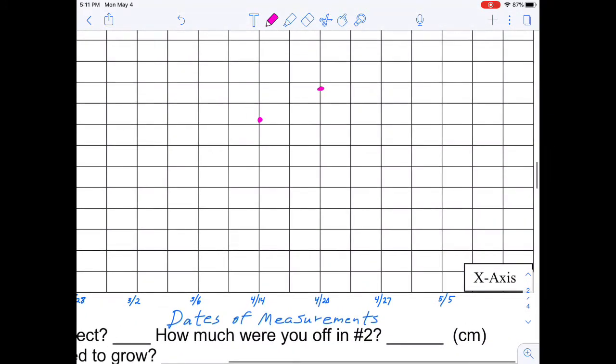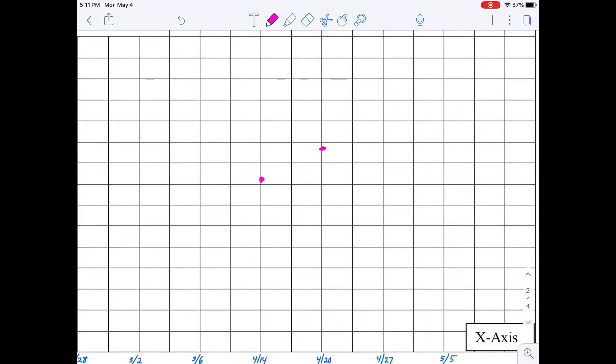Then on the 27th, it jumped up to 6.3, and so I'm going to use this mouse. This line right here is 5, so this would be 5.5, this would be 6, so 6.3 would be approximately right there. And then today's measurement was 6.2, so that's going to be slightly lower. So we'll fill in that one right here.